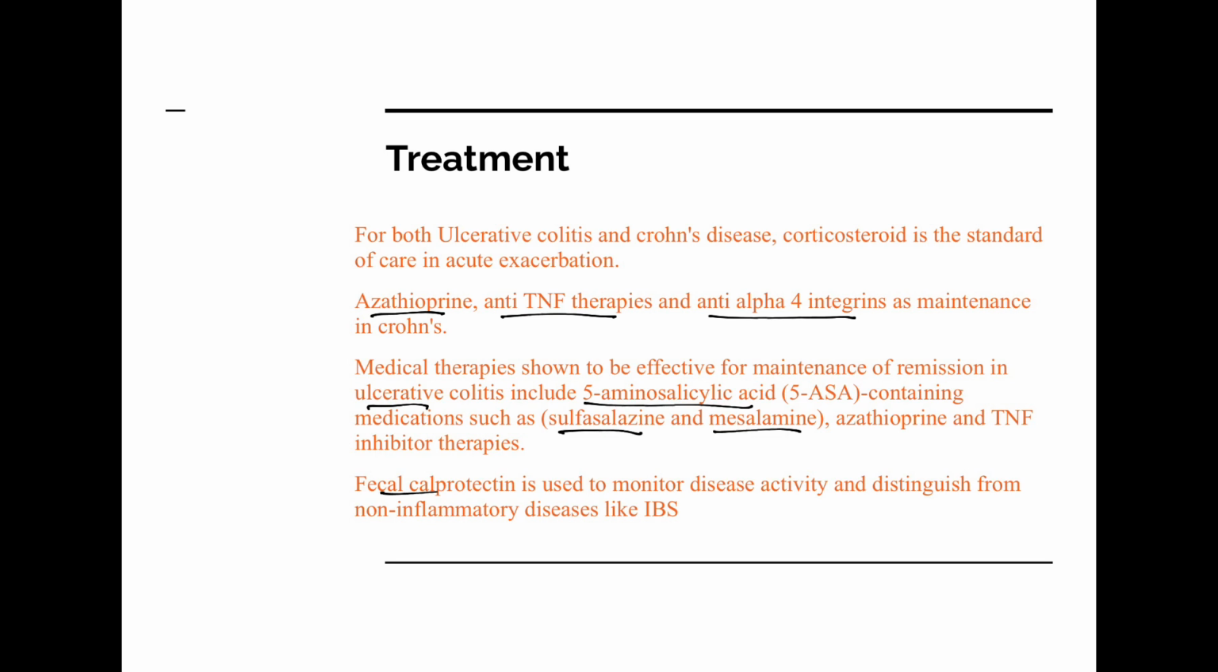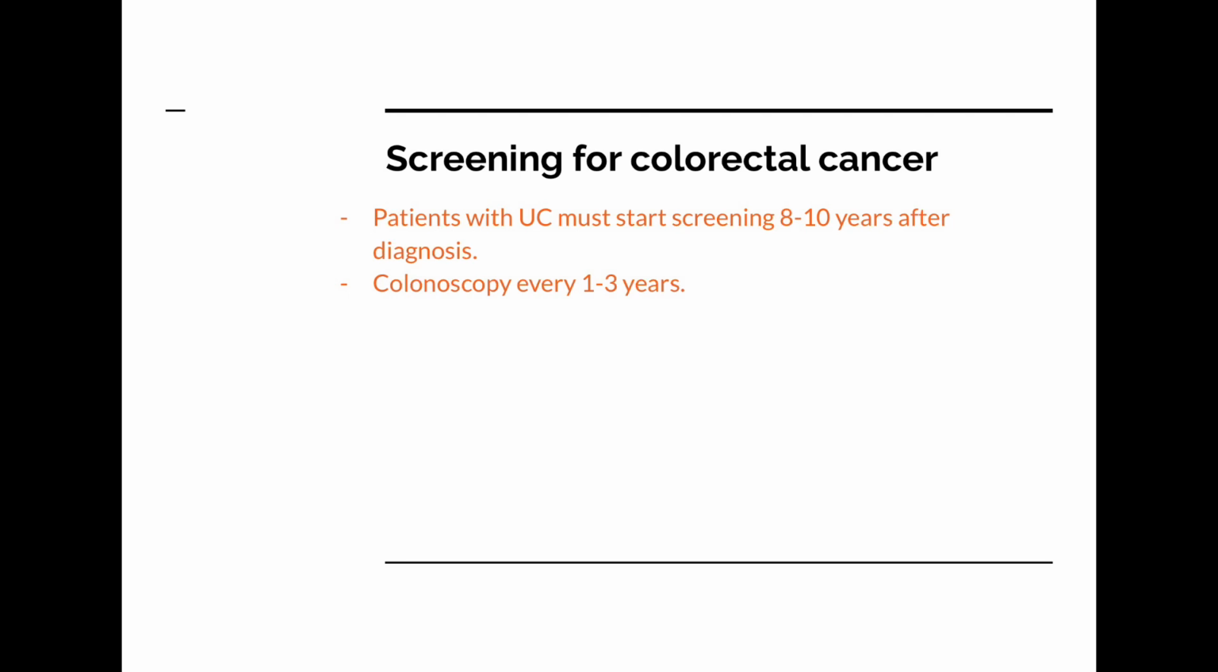Fecal calprotectin is used to monitor disease activity and distinguish from other non-inflammatory diseases like irritable bowel syndrome, which may have similar symptoms. It is very important to start screening for colorectal cancer, especially in patients with ulcerative colitis. They must start screening 8 to 10 years after diagnosis. We do a colonoscopy every 1 to 3 years.